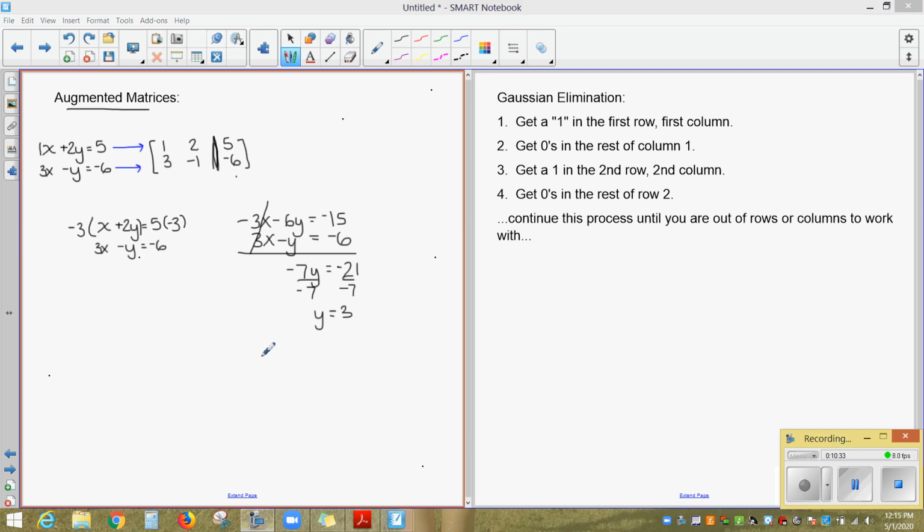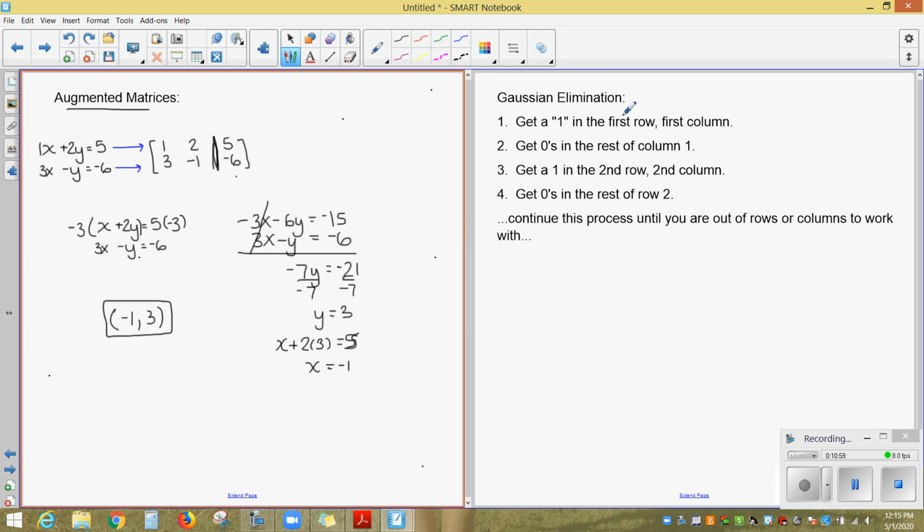And then I would put it back into one of the top equations, which I'm going to pick the top one because I already have a 1x there. And I would find out x is negative 1. That's what it's supposed to be. Then I can write my solution set as an ordered pair.